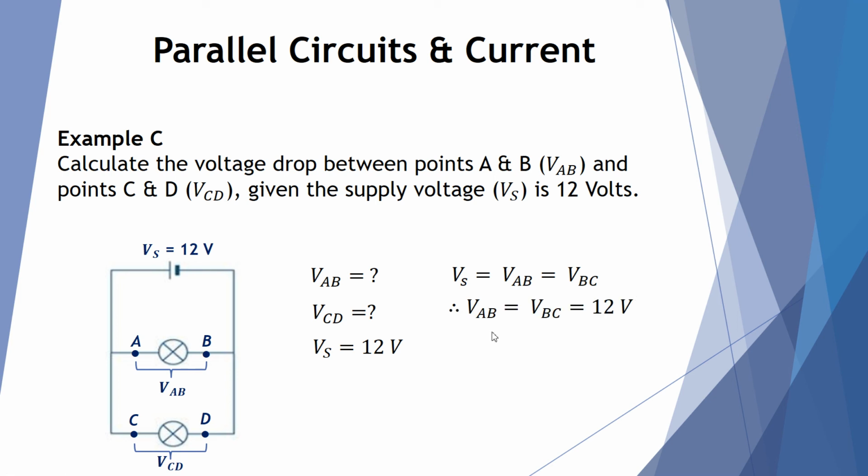So the voltage between A and B in the first branch is equal to the voltage between C and D, which is equal, both of them, to the supply voltage of 12 volts. So we have 12 volts here, 12 volts at this point, and 12 volts at that point.